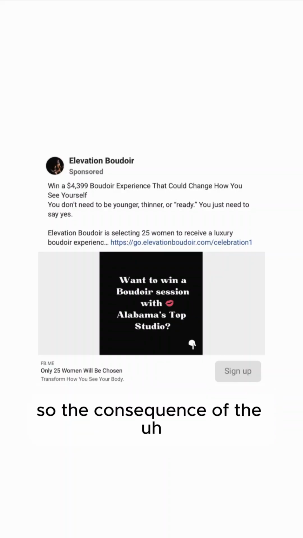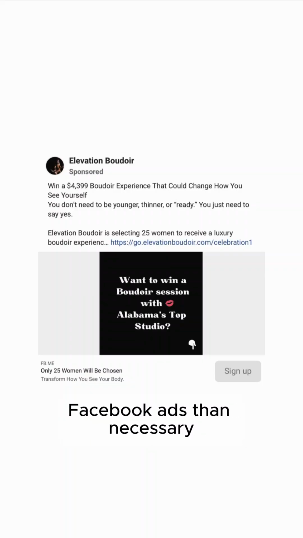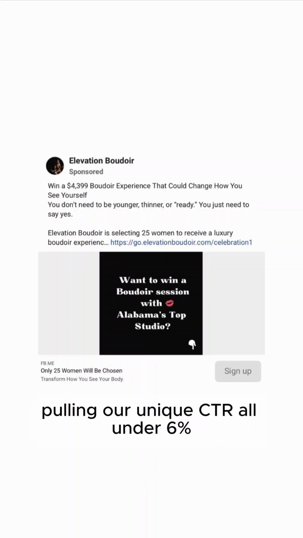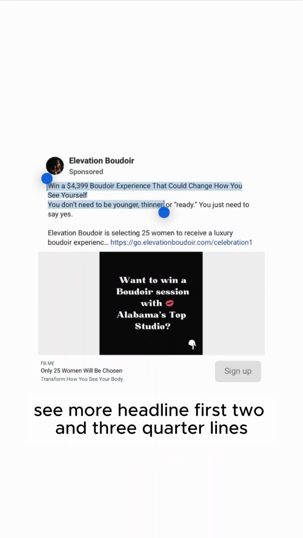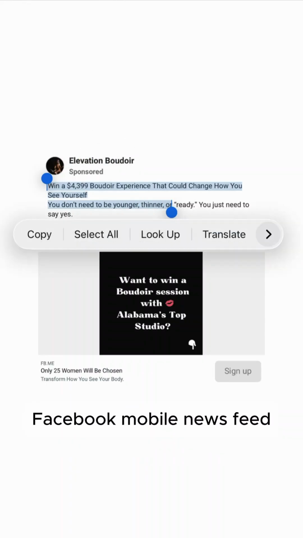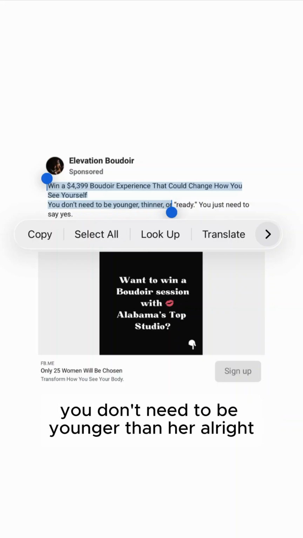So the consequence of the looks like an ad mistake is that we're going to have way more women scrolling by our Boudoir Facebook ads than necessary, pulling our unique CTR all under 6%, and actually leading to BLCS. Finally, we got the see more headline, first 2 3/4 lines, Facebook mobile news feed. Win a $43.99 Boudoir experience that could change how you see yourself. You don't need to be young or thinner.